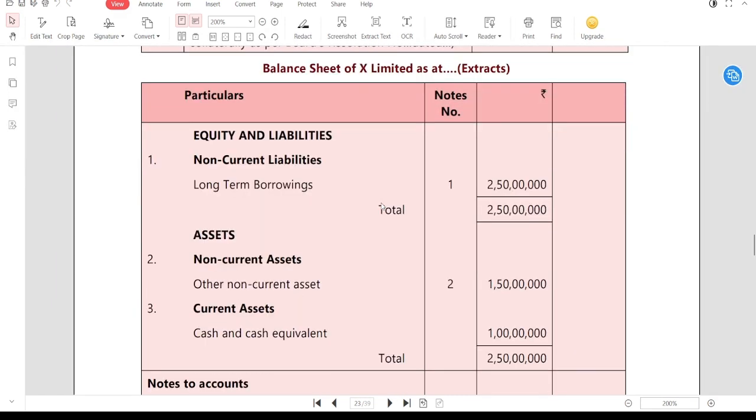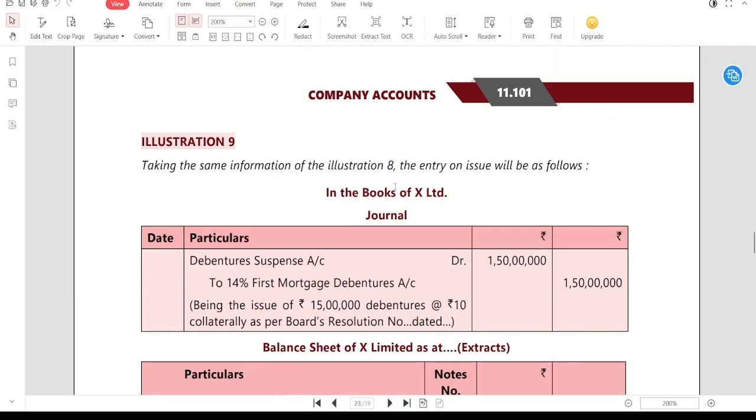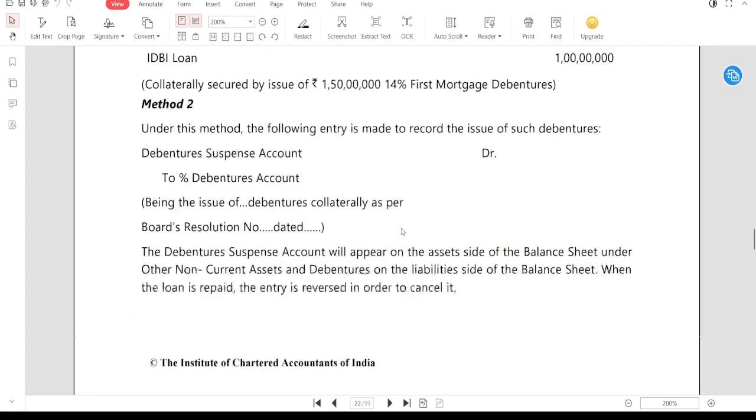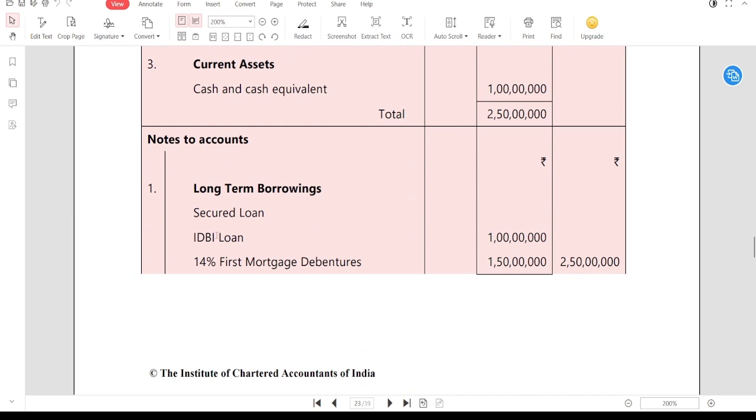See Jeevita, under long term borrowings we are going to show that we have 1 crore of IDBI loan. Okay, correct, and other than this we also issued 1 crore 50 lakh debenture. So in total how much is it? 2 crore 50 lakh. Just check, it is 2 crore 50 lakh. Correct, long term borrowings. And come to note 1, see, the IDBI loan is how much? 1 crore, and the 14% first mortgage debenture is 1.5 crore. So in total it is 2.5 crore.